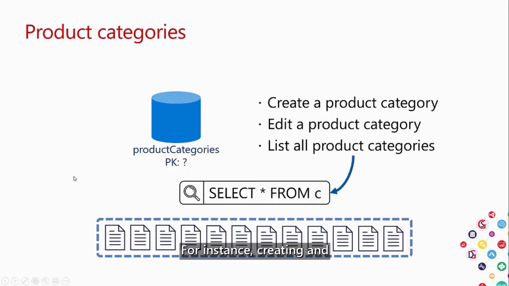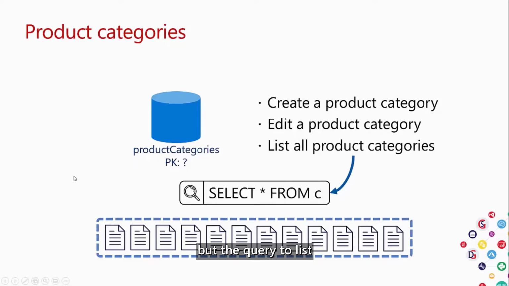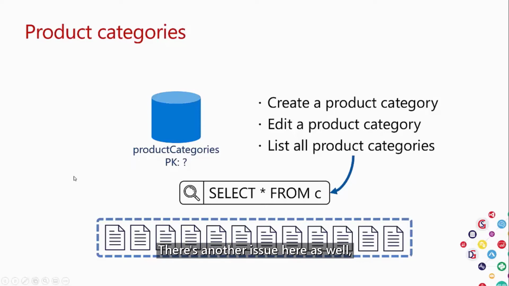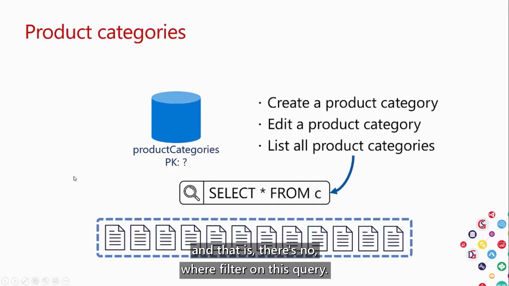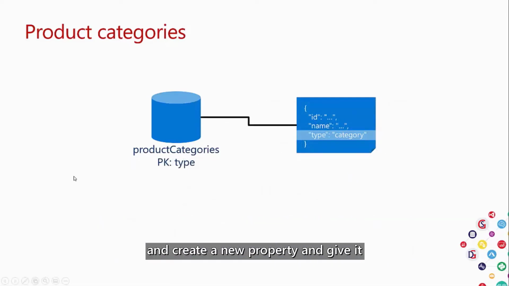For instance, creating and editing product categories doesn't happen very often, but the query to list all product categories probably happens very frequently. There's another issue here as well, and that is there's no where filter on this query. So how do we make this a single partition query? Well, the answer is to use a little trick we can apply here and create a new property and give it a constant value in our document.